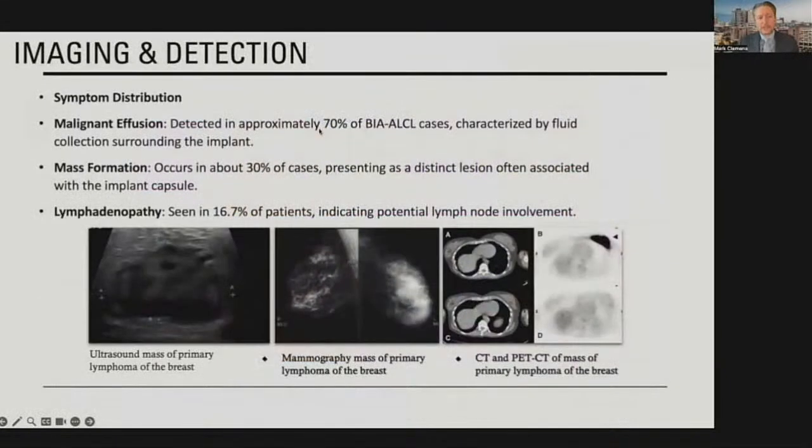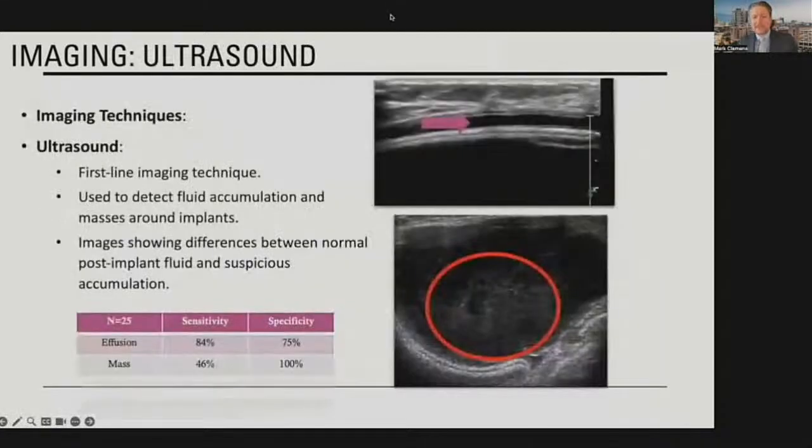We turn to the most common symptoms. We see that effusion, seroma, or fluid collection is present in about 70% of ALCL patients. It's characterized by fluid collection surrounding the breast implant. About 20 to 30% of the time you get a mass that forms around the breast implant, and in about 1 in 8 patients, they may get enlarged lymph nodes underneath their armpit. At this point, it's important to do imaging to evaluate what is going on inside. For instance, it could just be swelling of the breast. That can be cyclical, that can be normal.